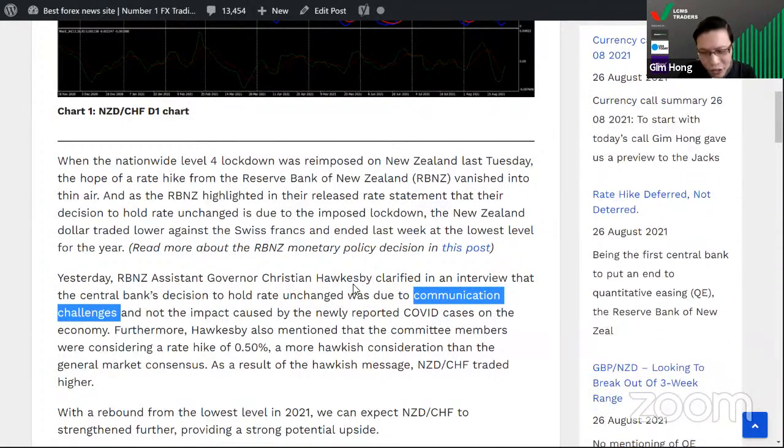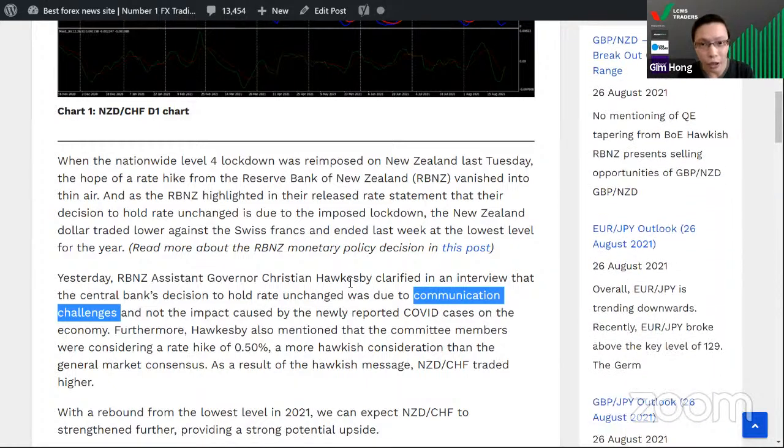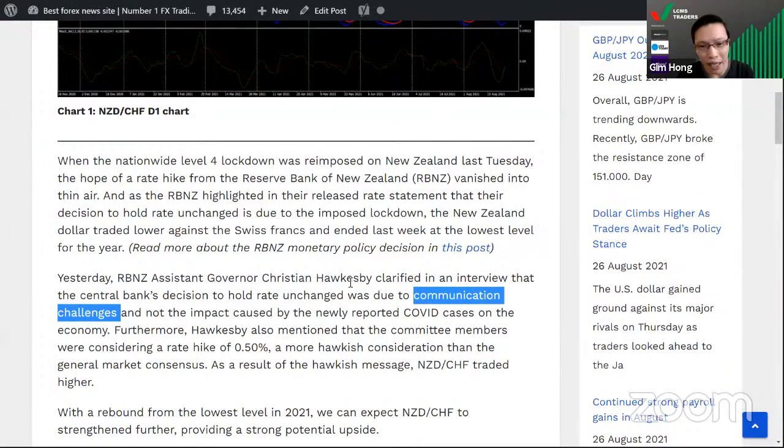Now, it's actually a good clarification, because the market was initially thinking that it may be because of the Delta variant, the spike in the reported new cases and things like that, that put off the whole rate hike plan. But actually it's not, right? So it's actually good news.